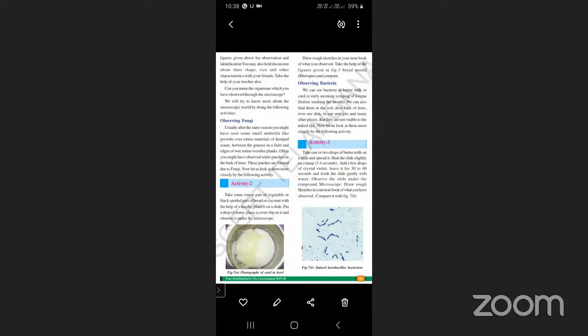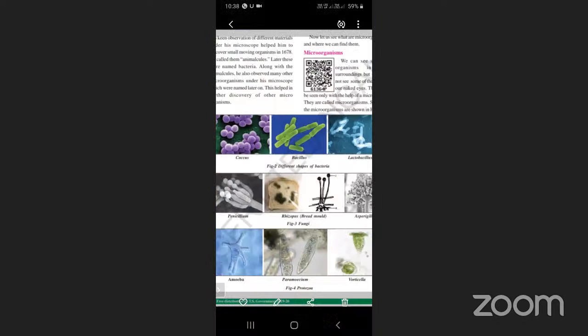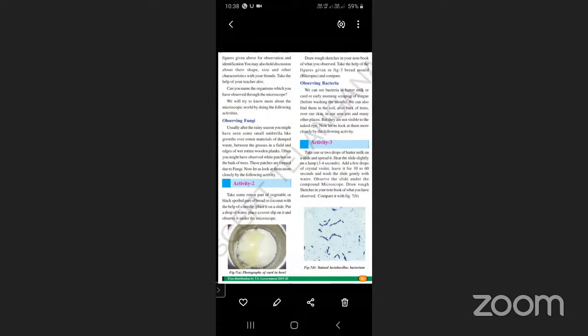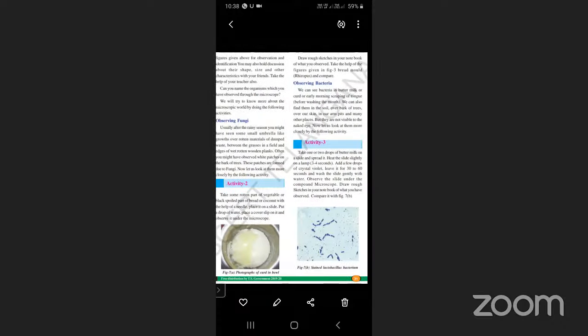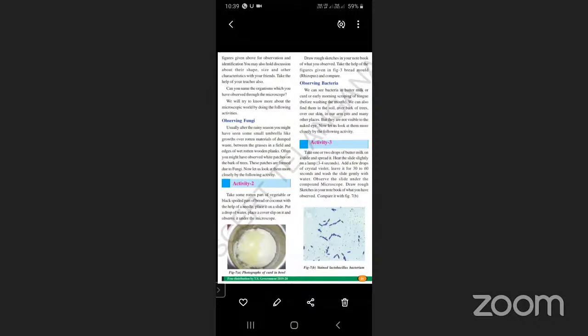Here, usually after the rainy season, you might have seen some small umbrella-like growths over rotten materials of dumped waste. See here, like this. You can observe the dumped waste and rotten materials, or between the grass in a field also we can get them, and the edges of wet rotten wooden planks also we can observe. You are familiar with this. Just discuss with your father or surrounding people if you don't know about that. Almost all of you are familiar with this matter.